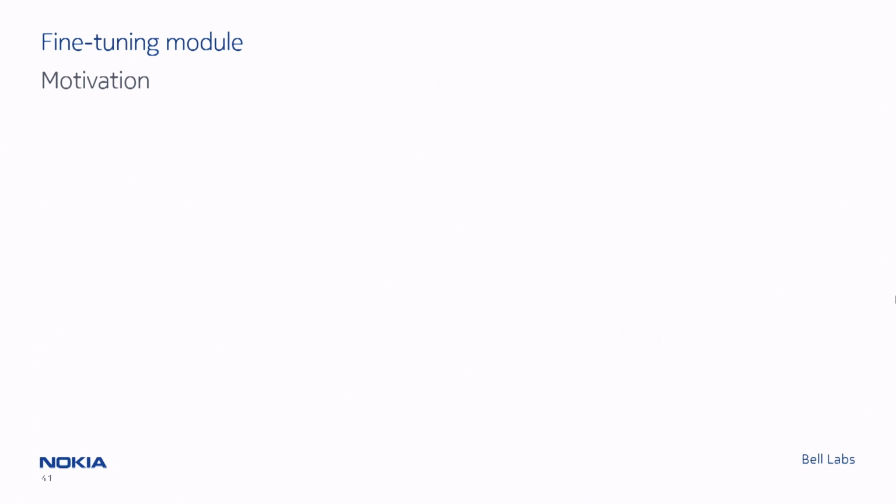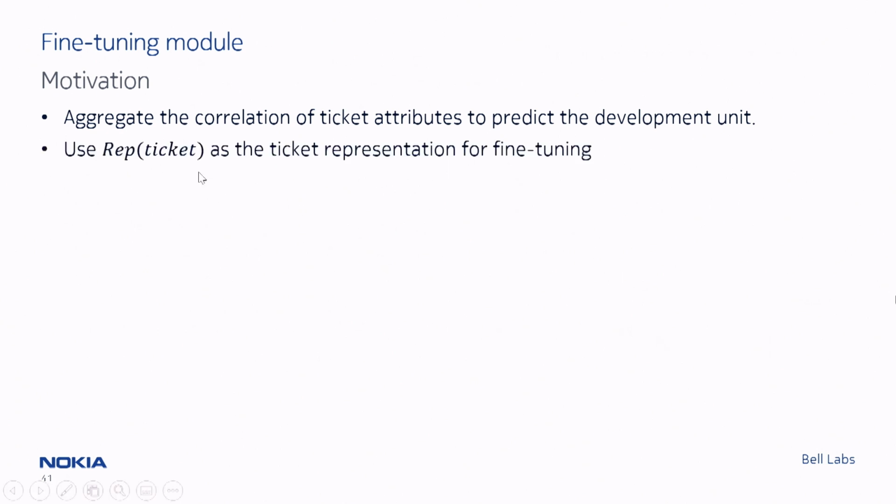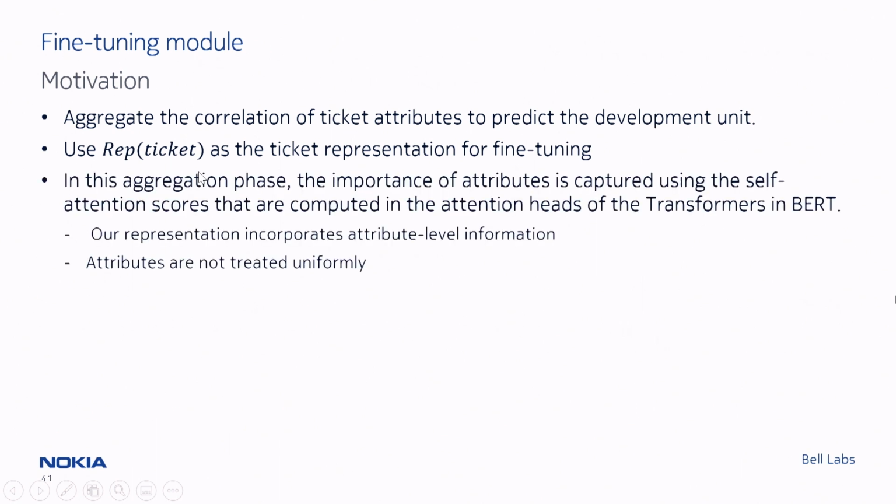For the fine-tuning module, the motivation is that we would like to aggregate the correlation of ticket attributes in order to predict the development unit. Here we use the same representation also for the fine-tuning stage.